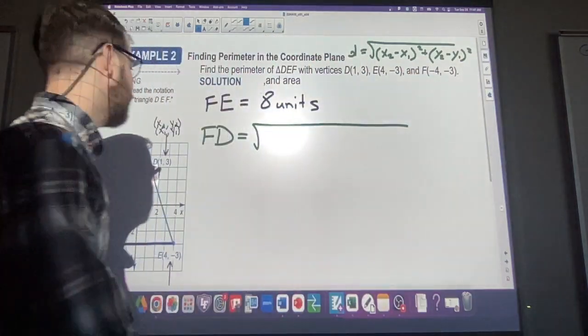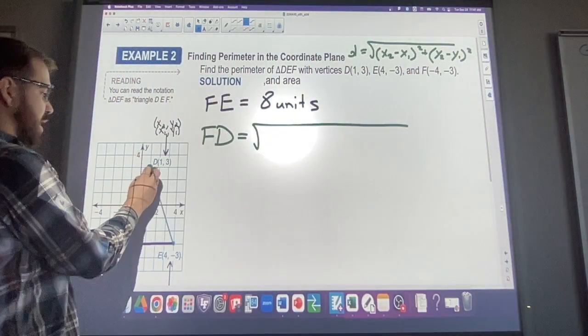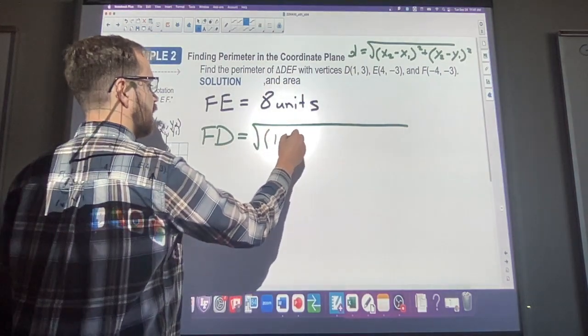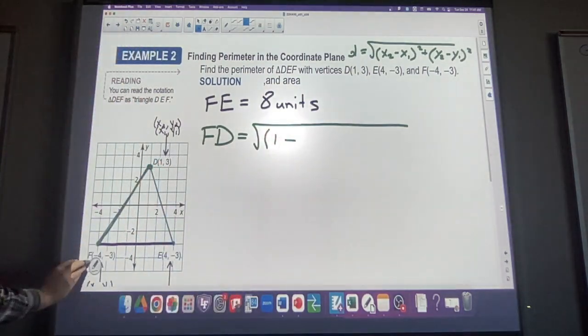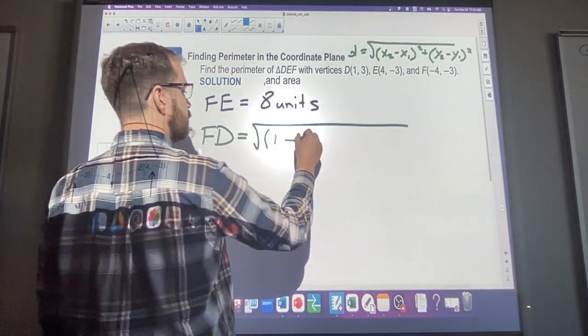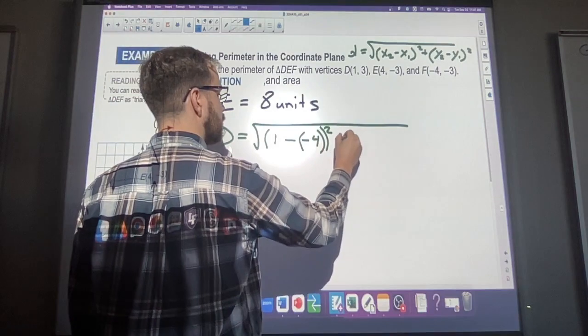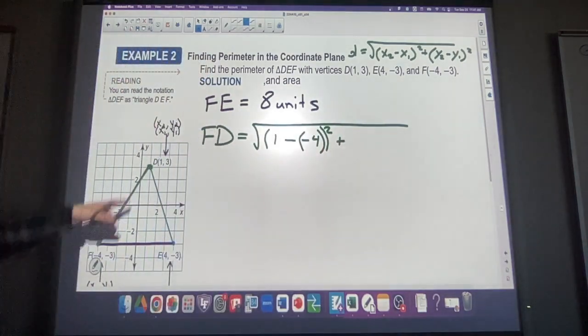Good. You should have that in your notes already, but it's up there. So x2 is going to be my 1 from D, and I'm going to subtract that from negative 4. That's all going to be squared. And then I'm going to add that to my y2 part, so it'll be 3 minus negative 3.